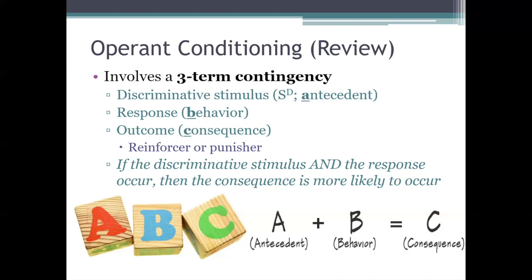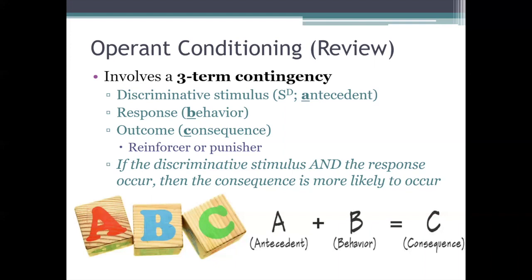Before we get into schedules of reinforcement, though, I want to kick things off here with a quick review of the contingency that characterizes operant conditioning. So remember, a contingency is basically an if-then statement, right? If this happens, then that will happen. Like if X occurs, then Y will occur. Or if X occurs, then Y is more likely to occur. That's called a contingency, right? So in classical conditioning, the contingency is just if the CS occurs, then the US occurs. If the conditioned stimulus occurs, then the unconditioned stimulus is more likely to occur. That's the contingency in classical conditioning.